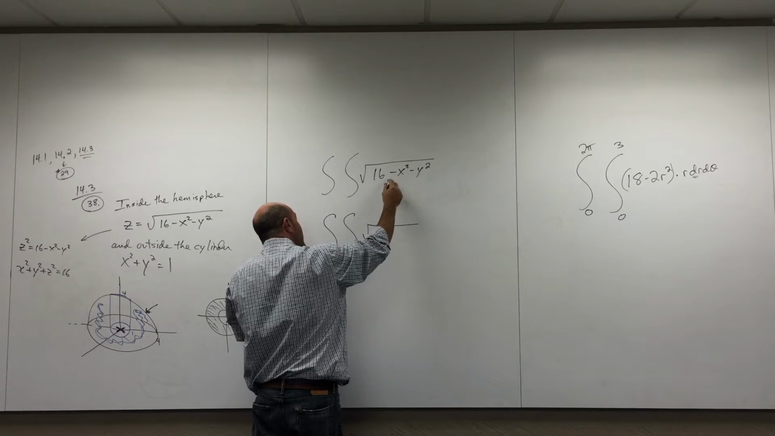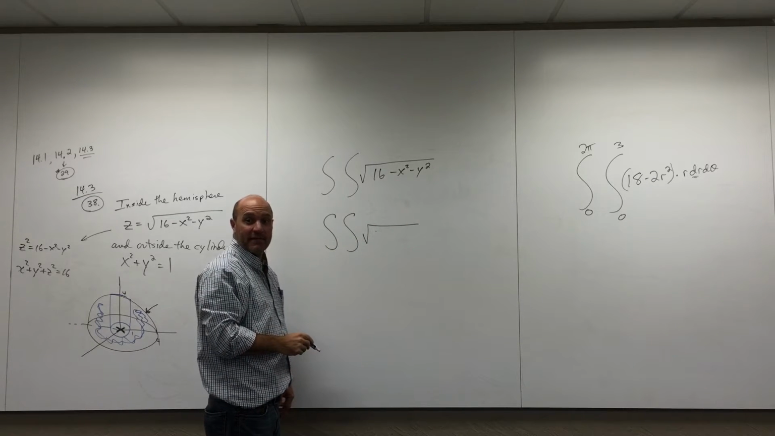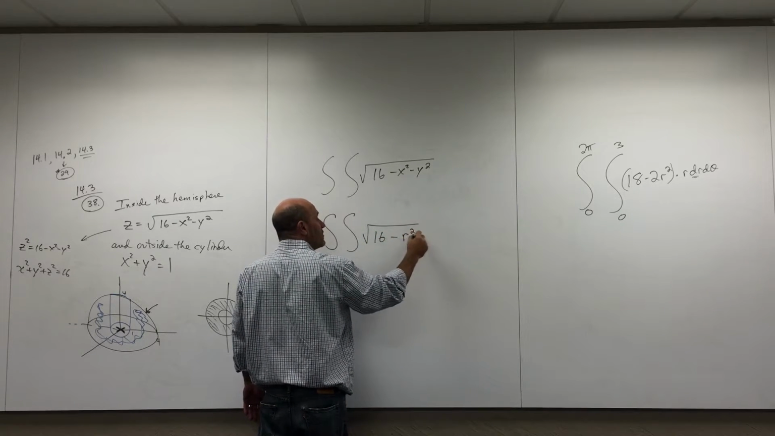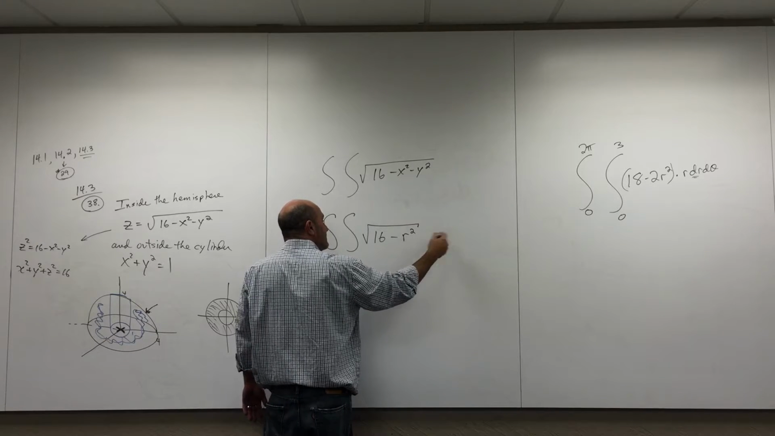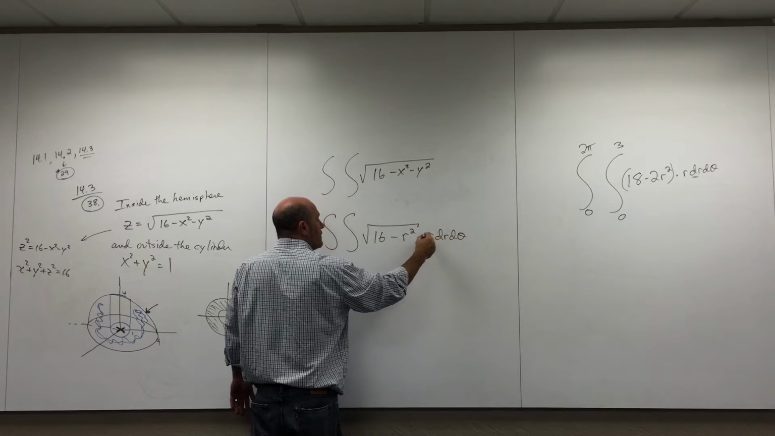You factor the negative sign out. Right, so it's 16 minus r squared. That's what it is. It's 16 minus r squared. Yep, it's easy. All right, cool. It's 16 minus r squared. And what do I put out here? r dr d theta. Cool, cool.